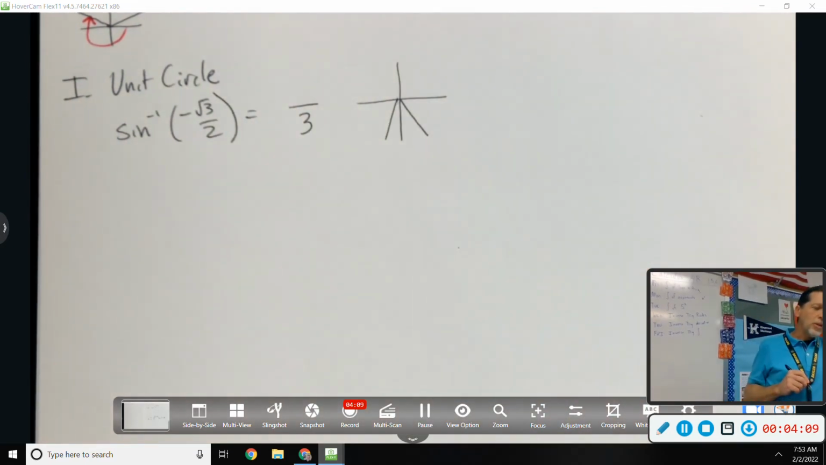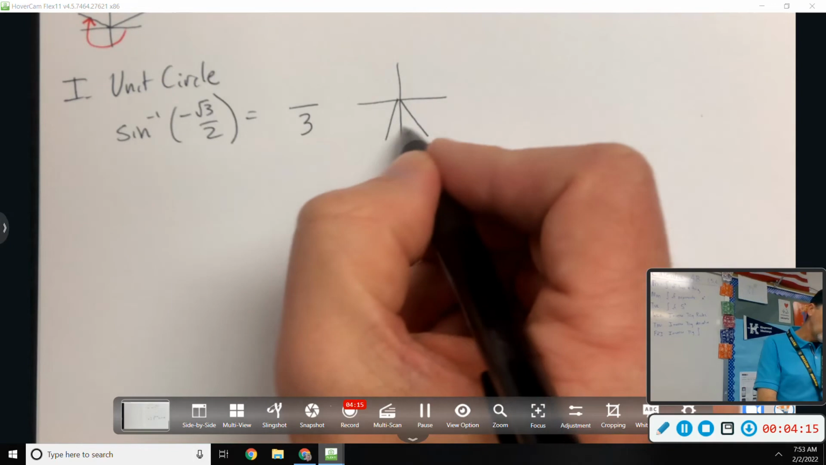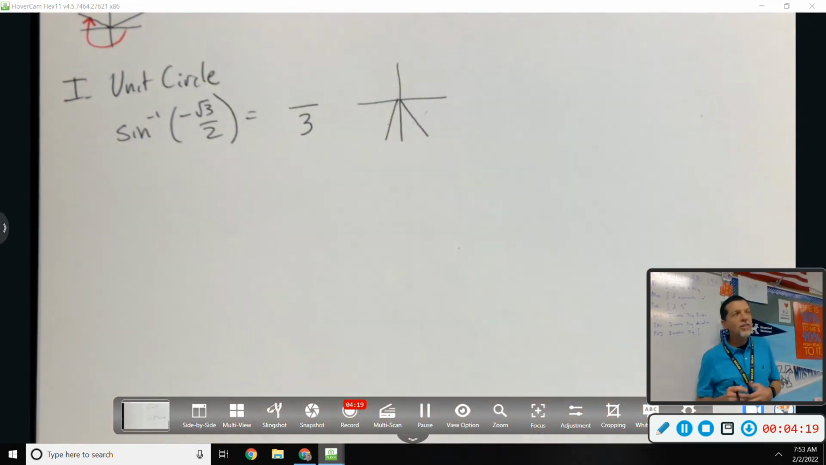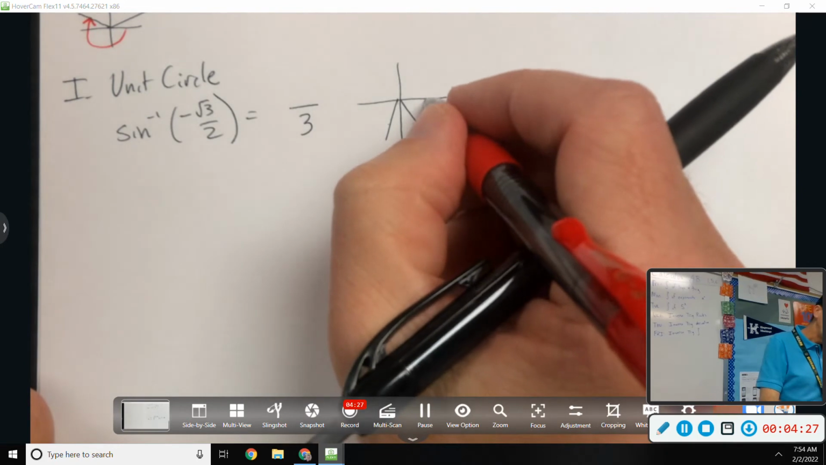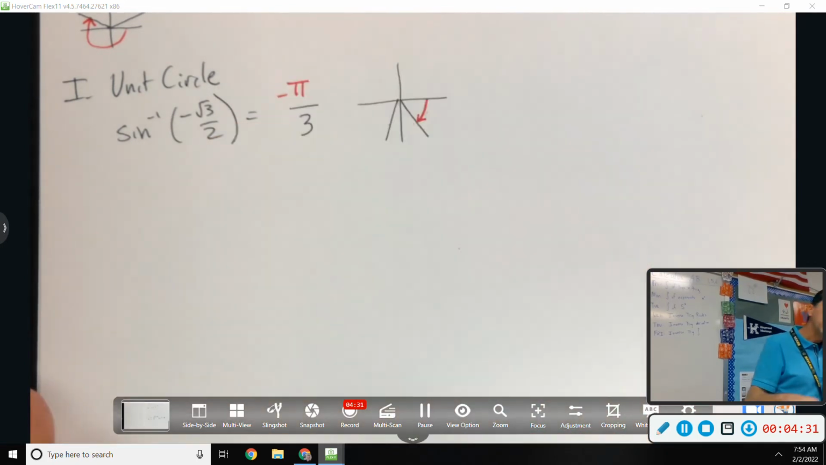Now, do you remember which one you want to use? Like you can go this way, you can go this way, you can go backwards. The answer is always what's the quickest way there? So what's the quickest way to get to one of those angles? Negative pi over 3.